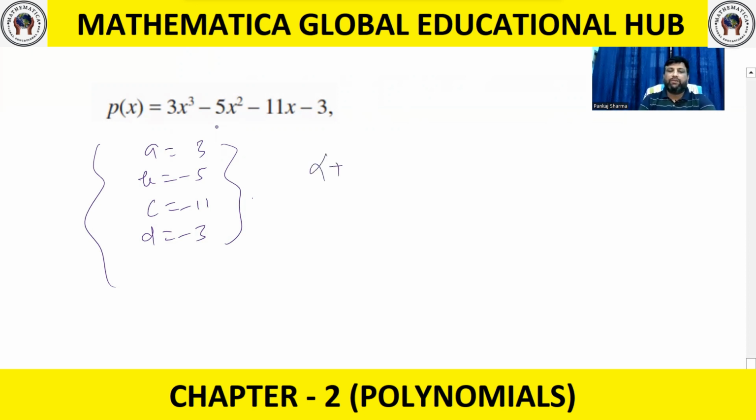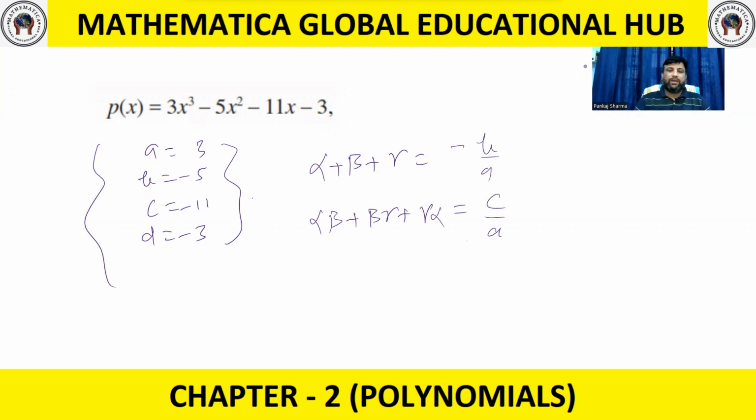Now you can see, we know that there are three relations: alpha plus beta plus gamma, alpha beta plus beta gamma plus gamma alpha, and alpha beta gamma. Alpha plus beta plus gamma is equal to minus b by a, alpha beta plus beta gamma plus gamma alpha is equal to c by a, and alpha beta gamma is equal to minus d by a. So always keep in mind, in the numerator b, c, d, and in the denominator always a, with alternate positive negative signs: first minus, plus, minus. In that way we can keep it in mind.